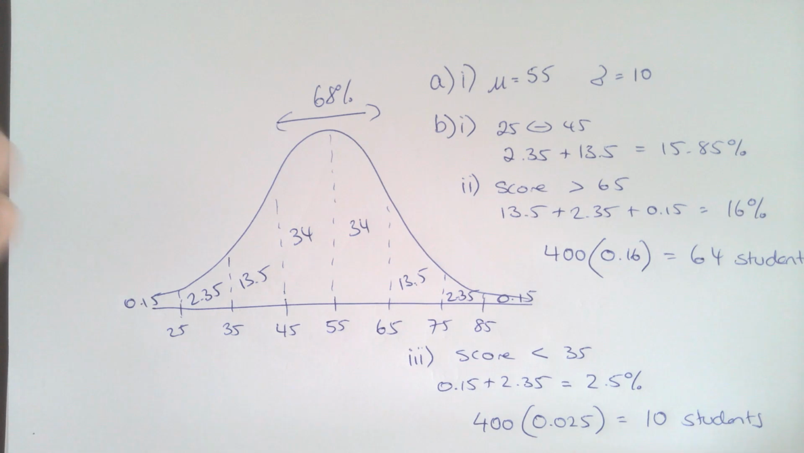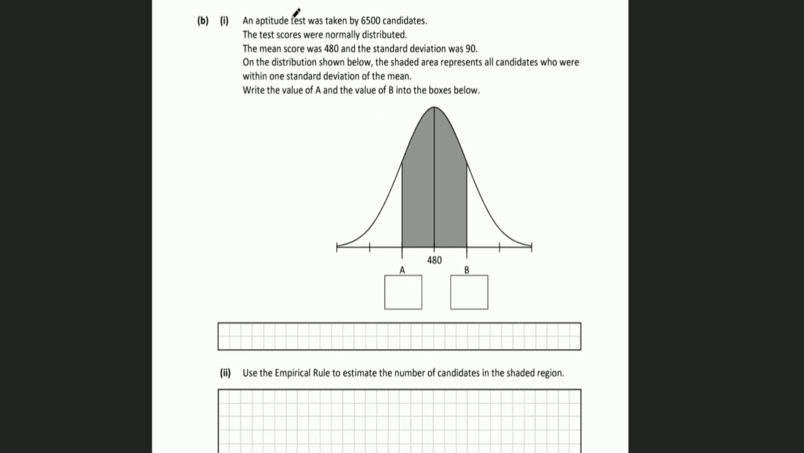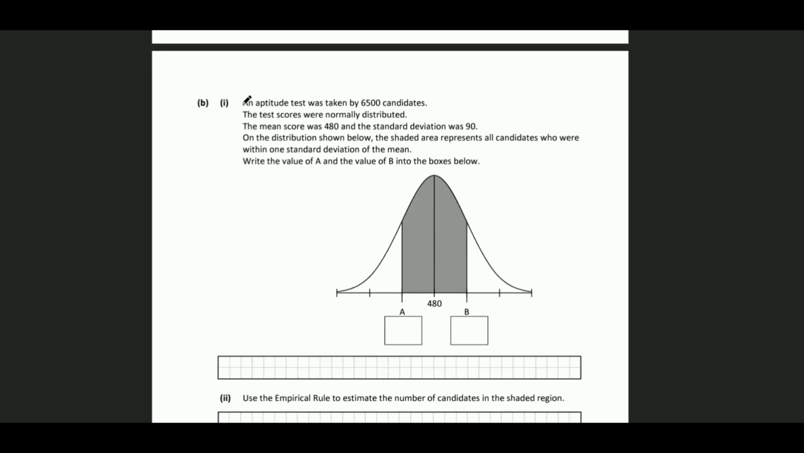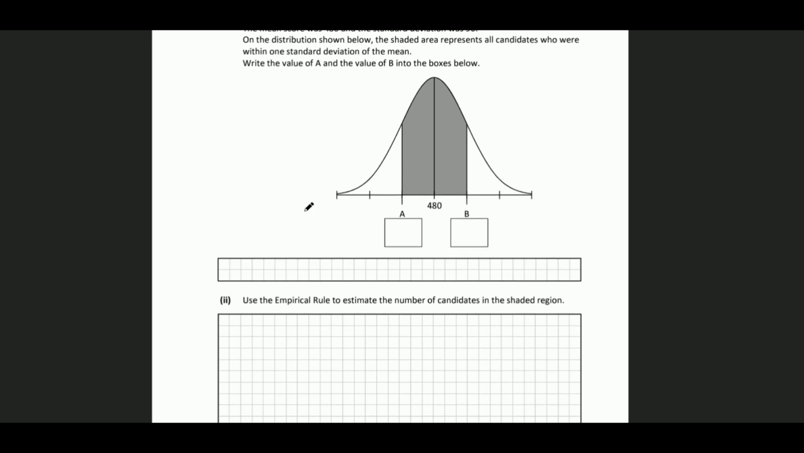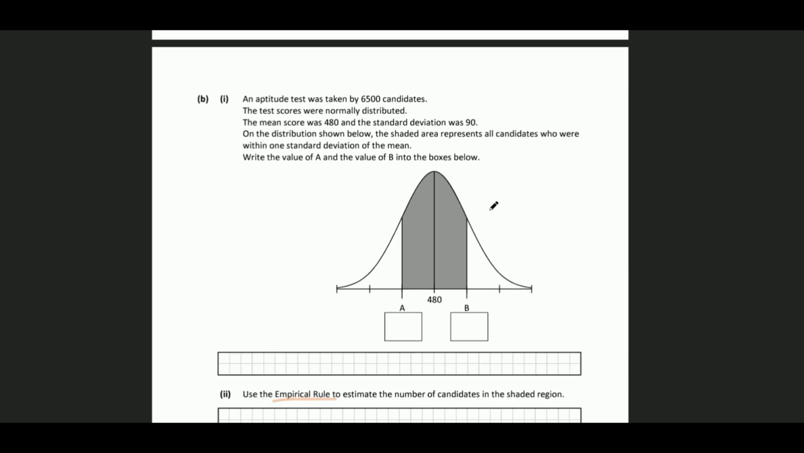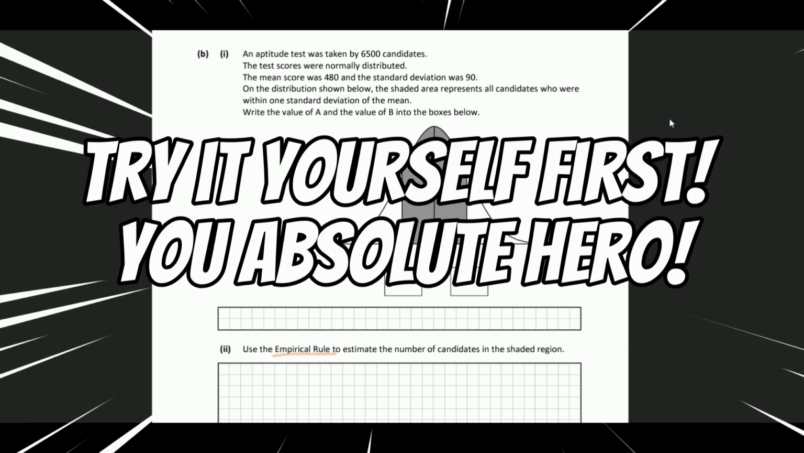Okay, now let's take one last look at a Leaving Cert example of an ordinary level question. We're taking a look at 2020 question 3B. B part 1: An aptitude test was taken by 6,500 candidates. The test scores were normally distributed. The mean score was 480 and the standard deviation was 90. On the distribution shown below, the shaded area represents all candidates who were within one standard deviation of the mean. Write down the value of A and the value of B in the boxes below. Then the second part: use the empirical rule, there's our key word, to estimate the number of candidates in the shaded region. So have a go at this question first yourselves, and then have a look at the solution here with me.